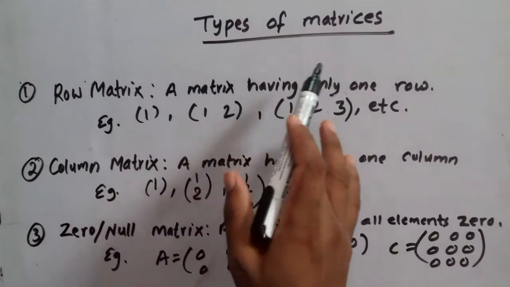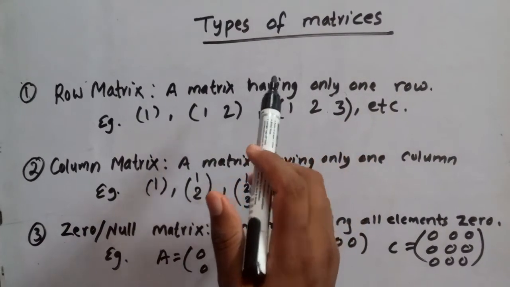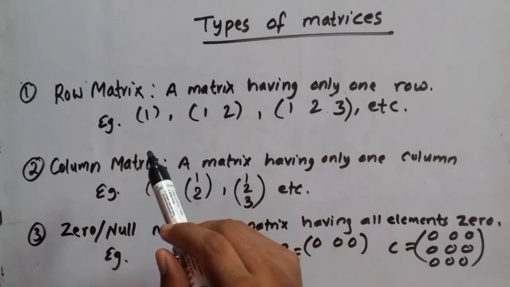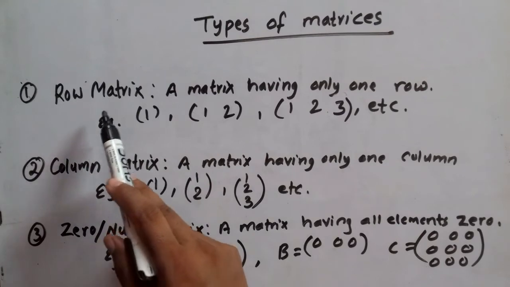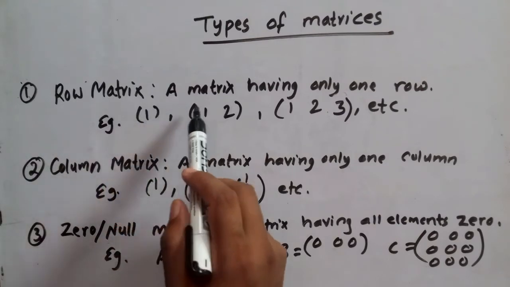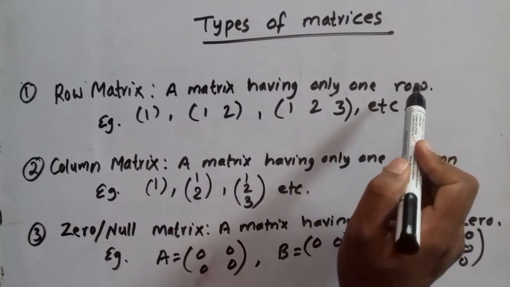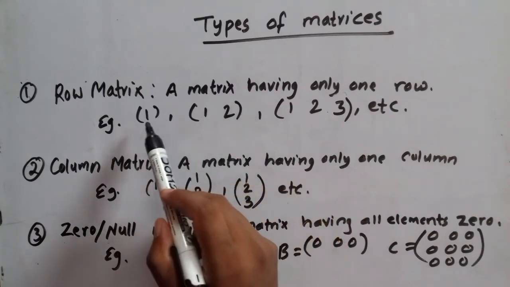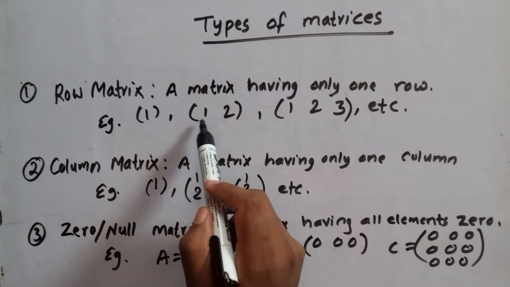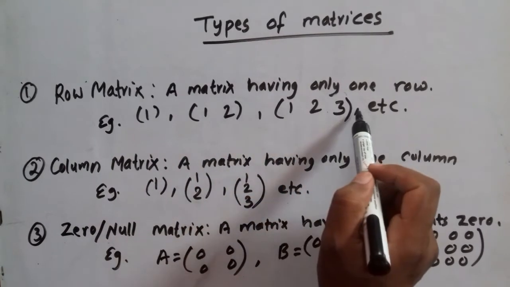There are many types of matrices. Among them we are going to study 6 types of matrices in this class. At first we are going to study about the row matrix. It is a matrix having only one row. Row means this east to west line. Here is one row, here is also one row, and here is also one row.